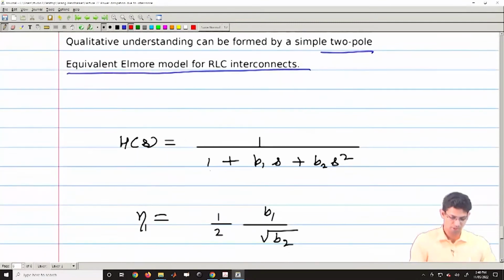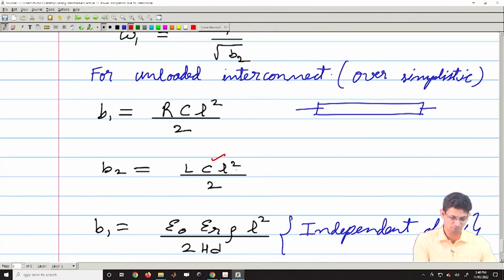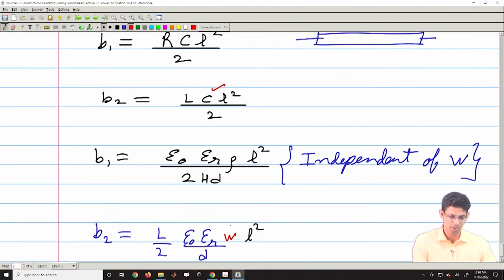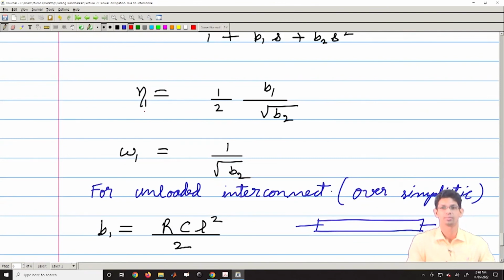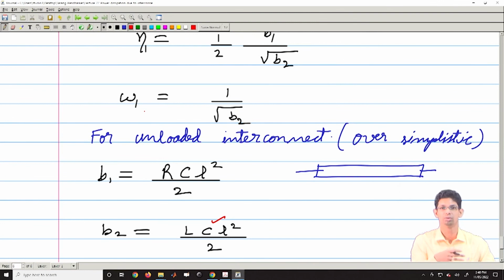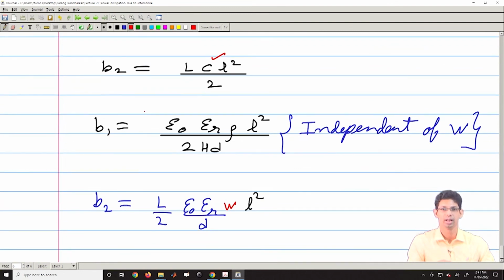Once I know the dependence of B1 and B2 on W, I can get the dependence on eta, and from there I can make some estimates on how the width is going to affect my delay. This will require a more dedicated discussion, and we will take that up in the next lecture.